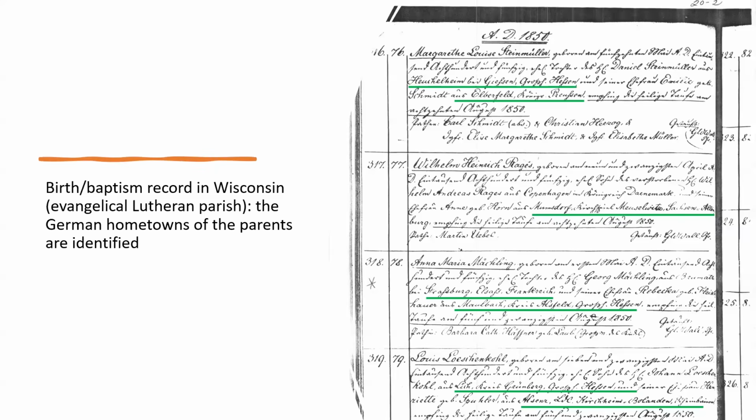Now, here you can see an example of why these records can be so valuable. This is a birth or baptism record from Wisconsin, an evangelical Lutheran parish there. And you can see underlined in green the German hometowns of the parents of these children are identified.